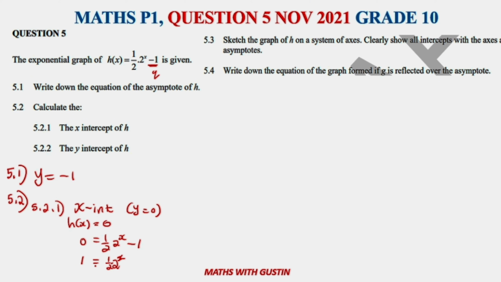So what we can do now is cross multiply, or multiply everything by 2. I'm just going to continue up here, guys. This is going to give us 2 equals 2 to the power of x. This is as good as 2 to the power of 1. The bases are the same, therefore the exponents are equal, which gives us x equals 1. So that's our x-intercept.